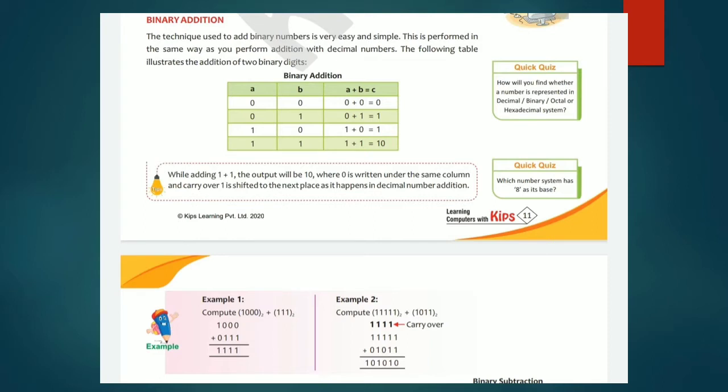Again, 1 plus 1 is 0 with carry 1. Then 1 plus 1 plus the carry is 1, and carry is 1. 1 plus 1 is 0, and 0 plus 0 is 0, and the carry is again 1. Again 1 plus 1 is 0, and 0 plus 1 is 1. Again 1 plus 1 is 0 with carry 1, and 0 plus 0 plus the carry is 1, and the last carry is 1. I hope binary addition is clear to all. It is totally based on the rules.